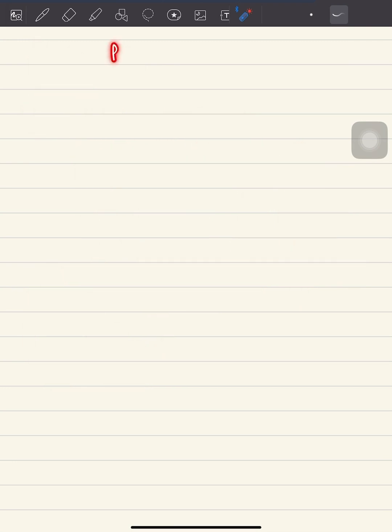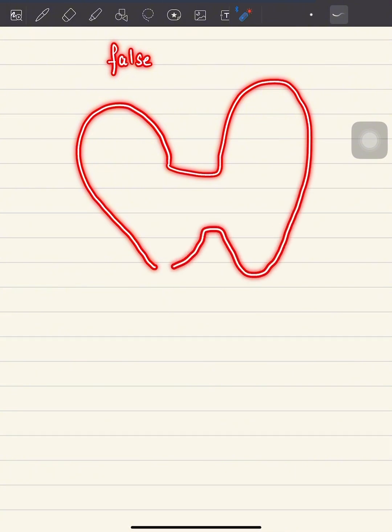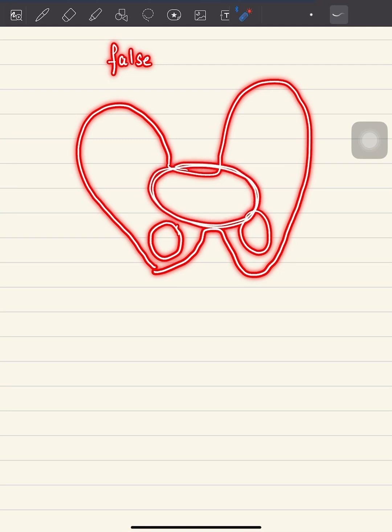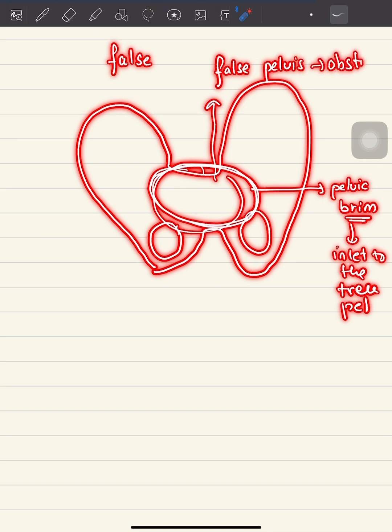Now let's talk about the false pelvis. I'm just making the diagram, which is not very nice, but just bear with me. So this is the pelvic brim, which is the inlet to the true pelvis. Above it would lie the false pelvis, and this pelvis does not have any obstetric importance. No obstetric importance.